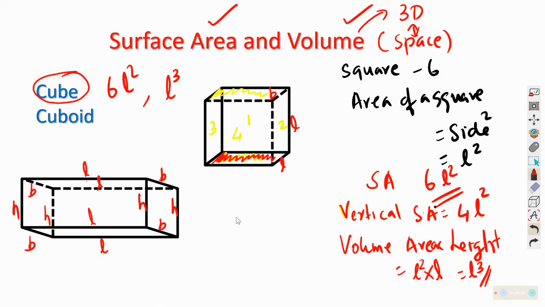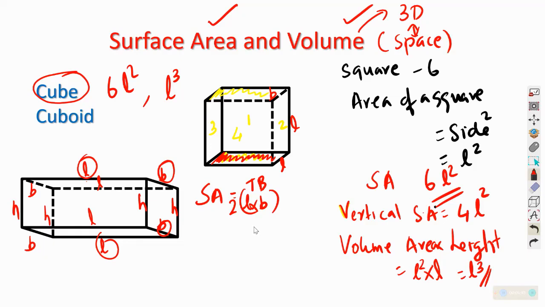So if I think in the same way about the total surface area, there are 6 faces again, but all 6 faces are different in their measurement. For your understanding, the top and bottom have length into breadth. There are two such faces, so 2 into length into breadth for top and bottom. So that surface is over.